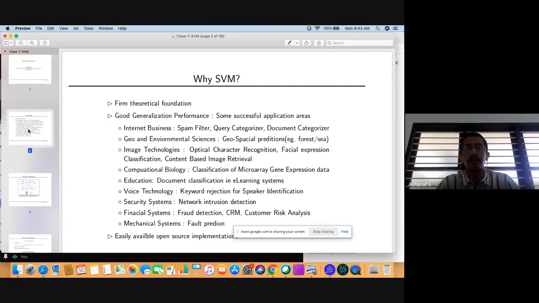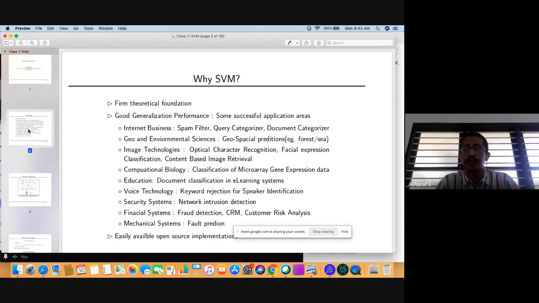Here, the problem that we address is posed as an optimization problem, and then you solve the optimization problem to get a solution to the problem that we address. So it has a firm theoretical foundation that we are going to see today, and of course, it gives very good generalization performance in many applications.